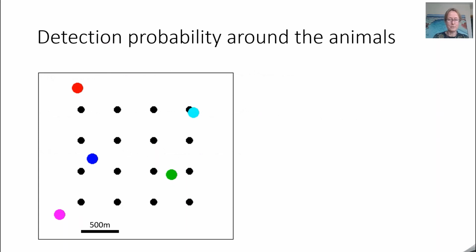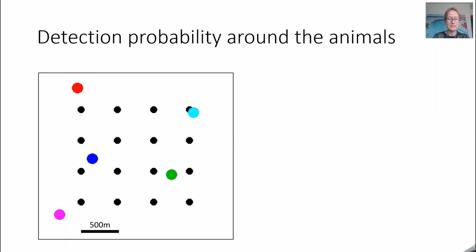We'll start with a simple theoretical example shown here on the image on the left. Suppose we have an array of 16 detectors, the black dots, arranged in a square configuration throughout our study area, each detector 500 meters apart. Suppose we also have 5 animals, the colored dots, randomly distributed, and we'll pretend for now that we know where each animal is. Each of these animals makes a number of calls, which are detected, or not, by the detectors.